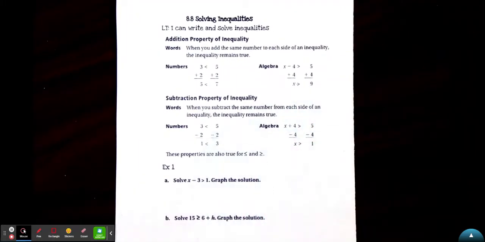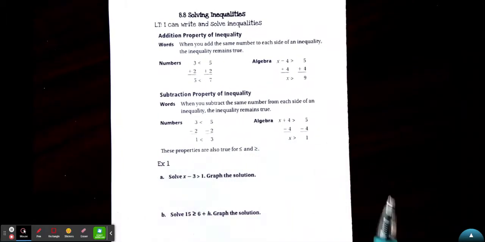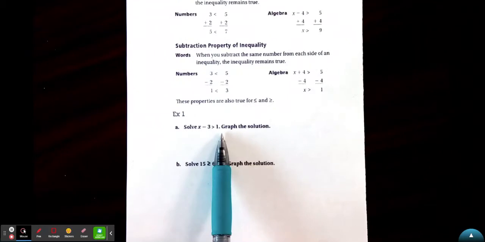The subtraction property is the same thing, only instead of adding, we're subtracting. So if you subtract something from one side, you also have to subtract it from the other. These are true for this symbol, and then this symbol with a line, and this symbol with a line. All right, so A, solve x minus 3 is greater than 1, and then we need to graph the solution.